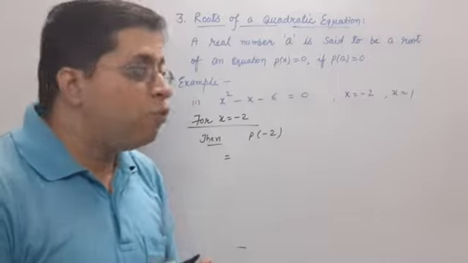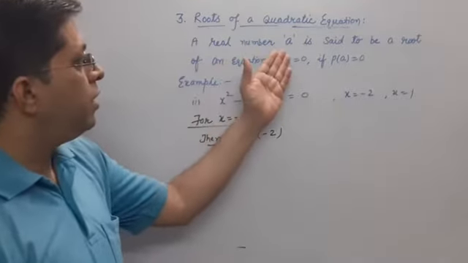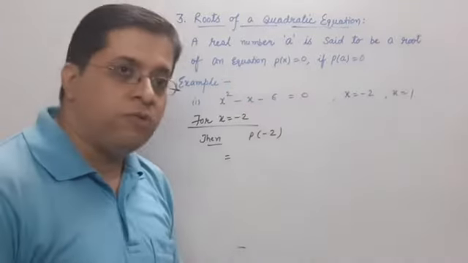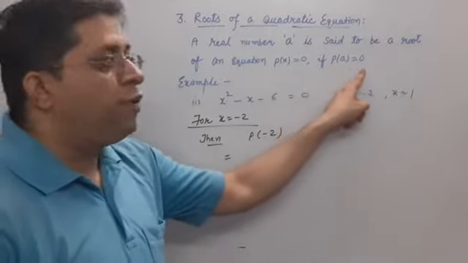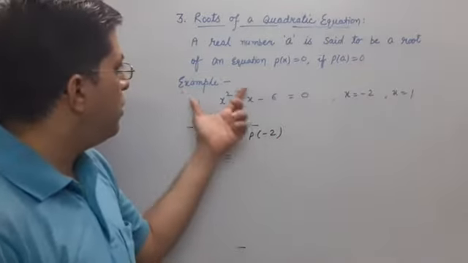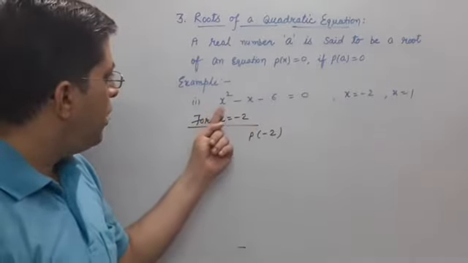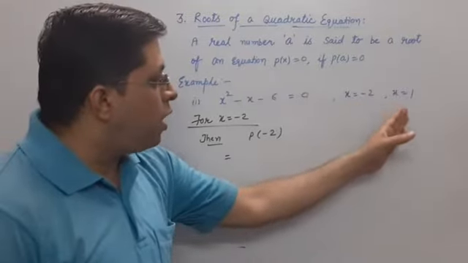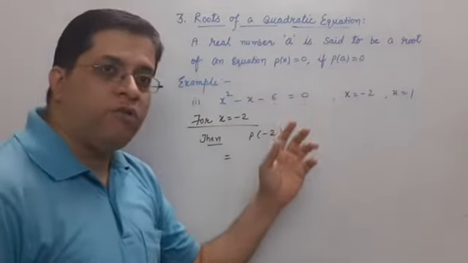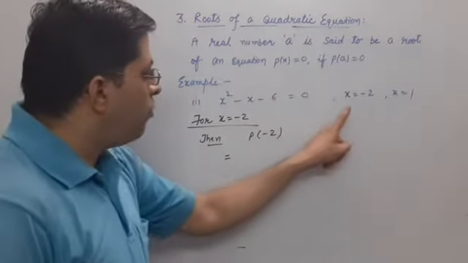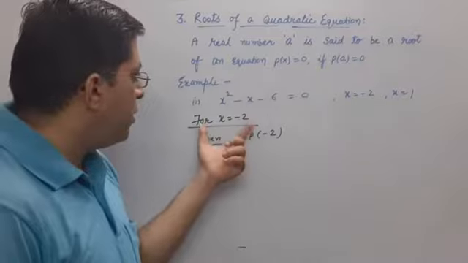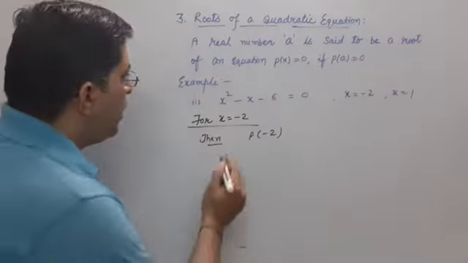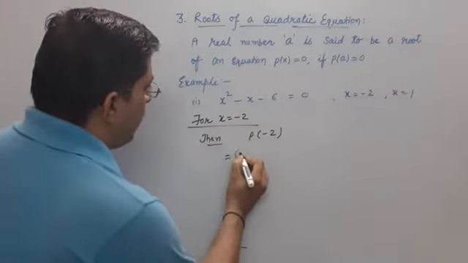Yes. Third point, roots of a quadratic equation. What is the meaning of the roots of a quadratic equation? See, a real number a is said to be a root of an equation, that is P(x) is equal to 0, if P(a) is equal to 0. Now see here, I am taking one example. See, x square minus x minus 6 equal to 0. You have to check whether these two are the roots of this quadratic equation or not. See here, for x equal to minus 2, I am taking x equal to minus 2. So you have to find out P of minus 2. Okay, see here, I am putting minus 2 in place of x.